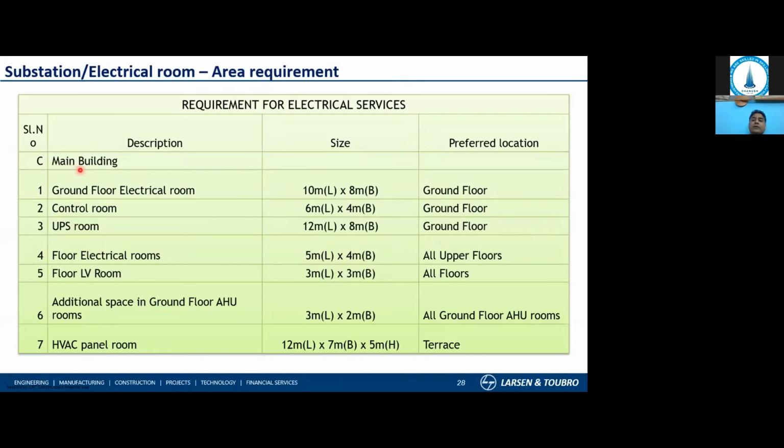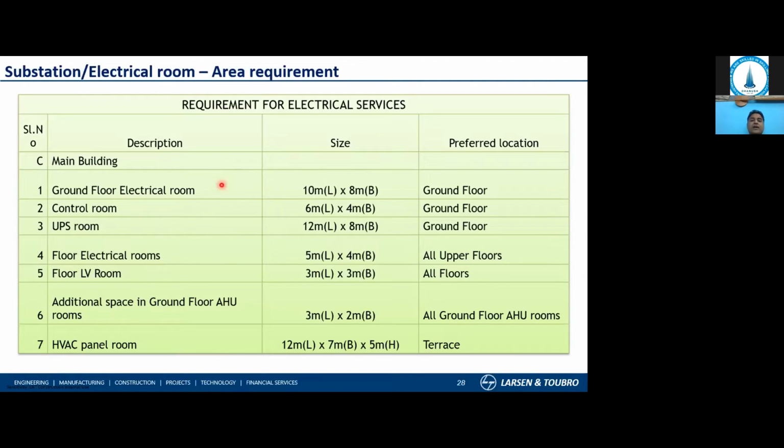And these are all the previous stages we have seen, all from the external side. Now we are getting into the inside of the building. The inside of the main building, where you will start with an electrical room, a control room, a UPS room, an HVAC panel room, and an AHU room.